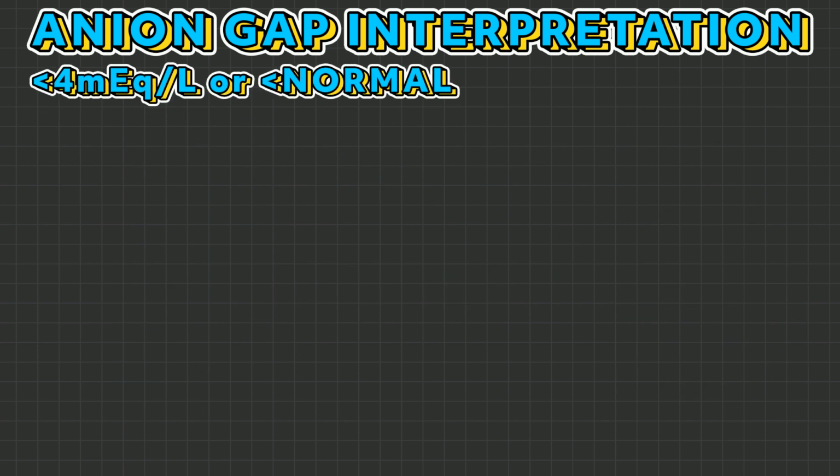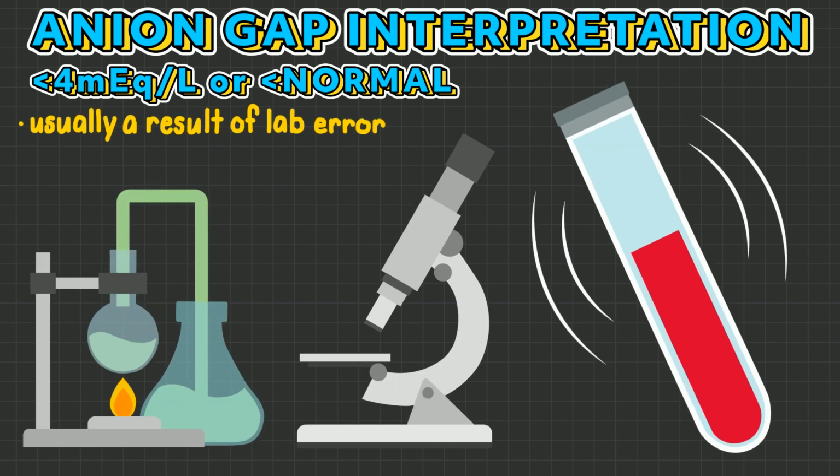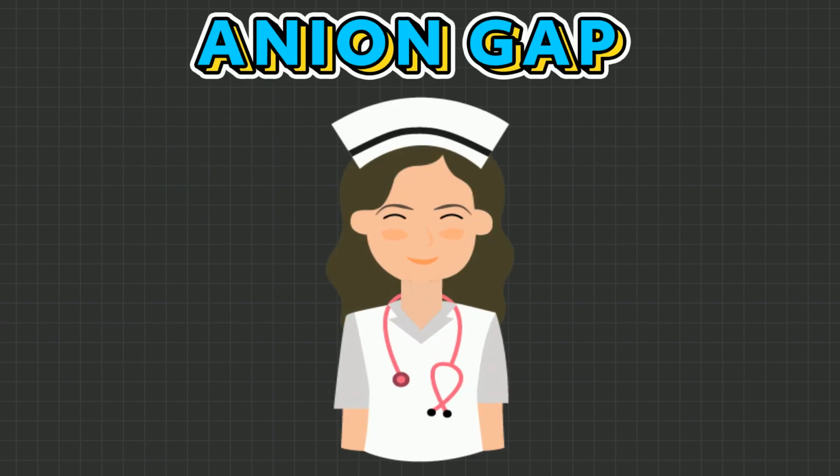And finally, if anion gap is less than 4 milliequivalents per liter or less than normal, it is usually due to laboratory error, as this result is extremely rare. This wraps up everything you need to know as a nurse about anion gap.